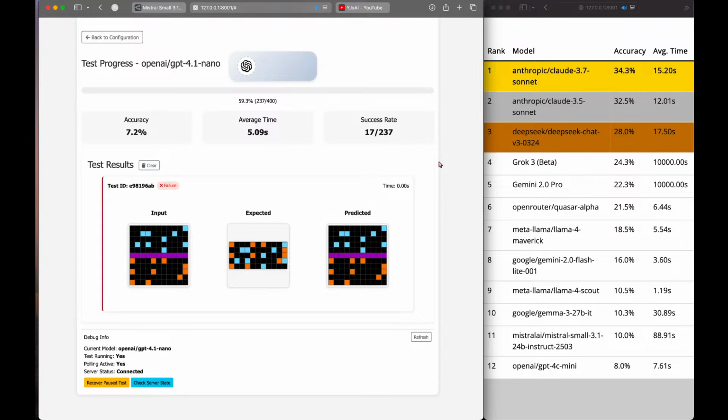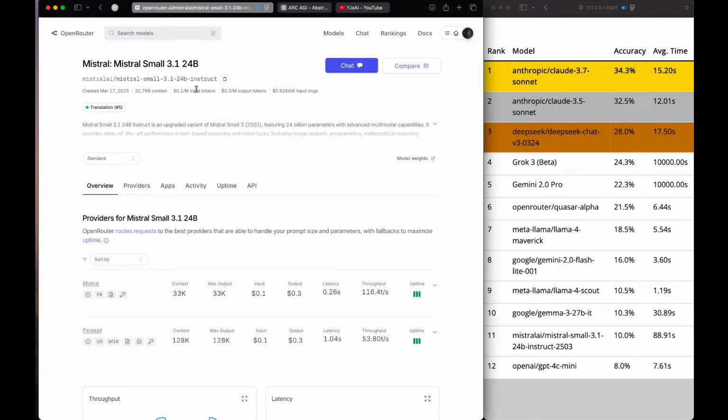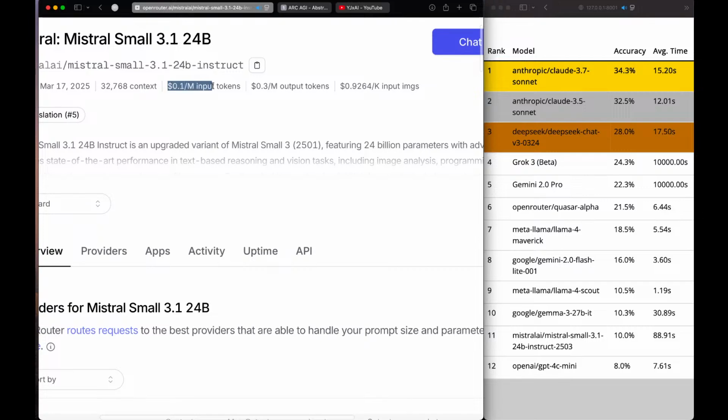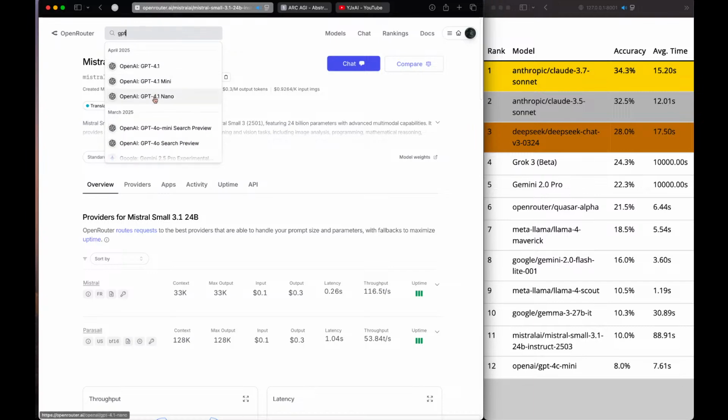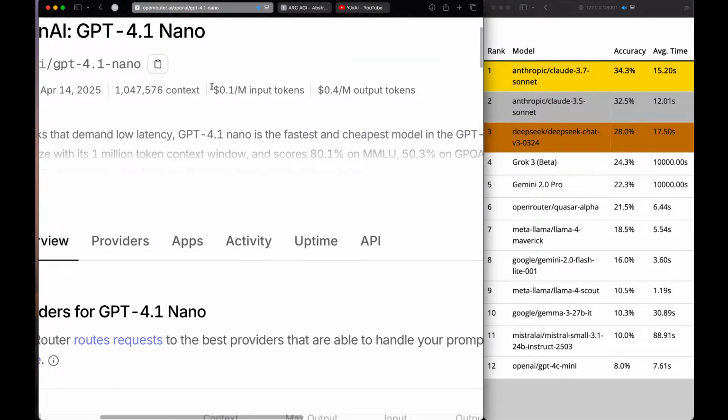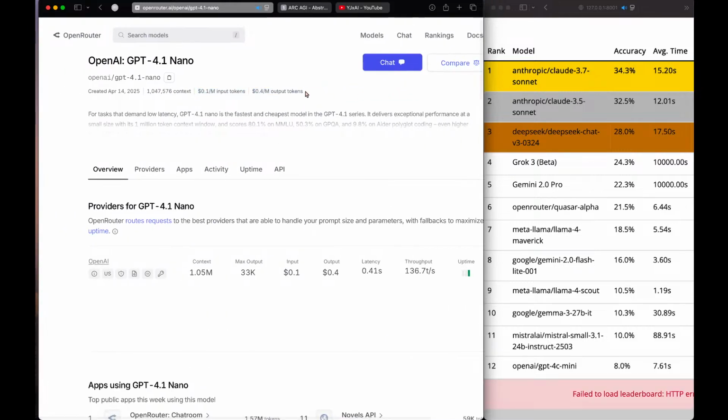So guys, those who are joining now, the key metric that you are looking at is Mistral 3.1 24B Instruct. That is the model which is very close to the pricing of GPT 4.1 Nano. As you can see, it's $0.1 per million input tokens and $0.3 per million output tokens. And that is very close to GPT 4.1 Nano's pricing, $0.1 input tokens and $0.4 output tokens. So 4.1 Nano is slightly pricier compared to Mistral. So we'll have to see if it surpasses the Mistral model.